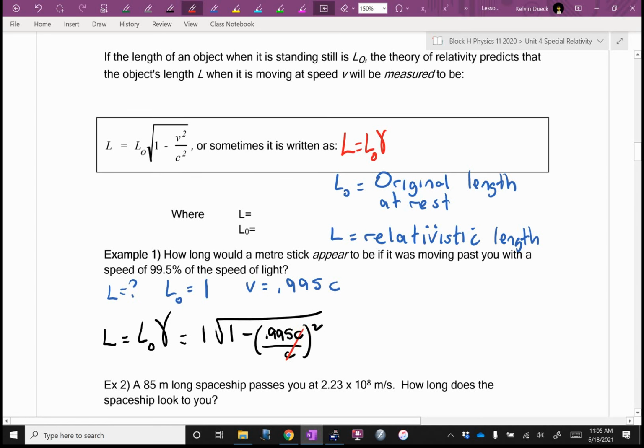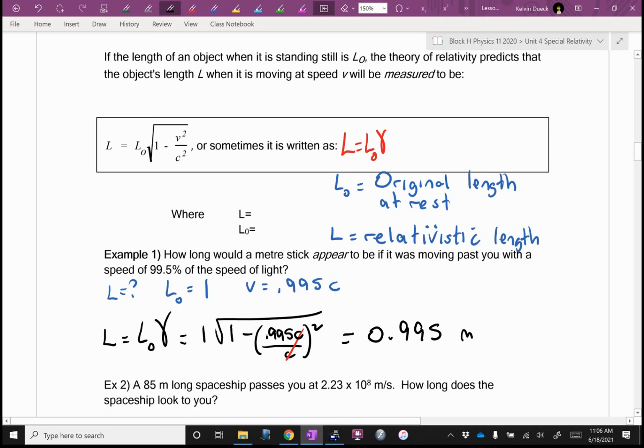That's why I try and give you the speed as a percentage of light. In the earlier example, when I gave it in meters per second, we always had to divide by the 3 times 10 to the 8th, which is just a bit of a pain. What do you get? 0.995? Really close to 0.1.